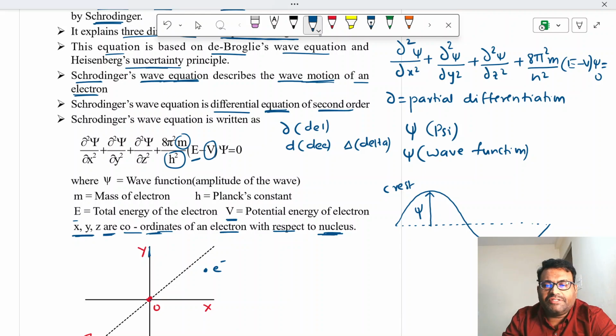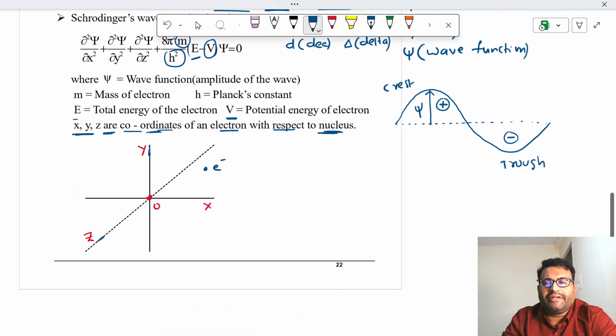Considering a transverse wave, it has two parts. One is the positive part, and we consider the other as the negative part. So psi can be positive or psi can be negative. Psi means the amplitude of a wave, or it is also called the wave function. So that is called what?